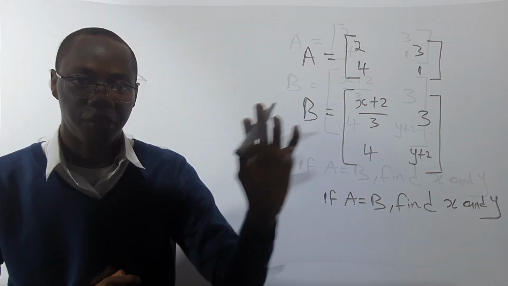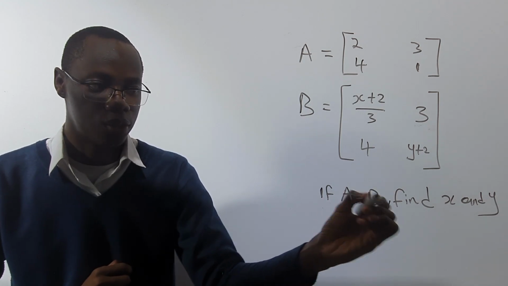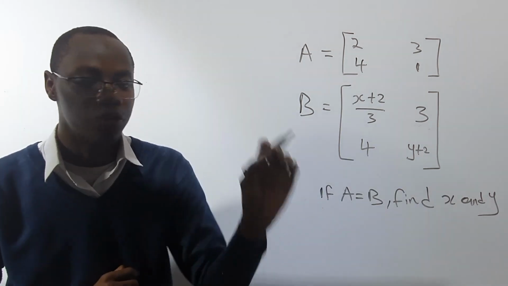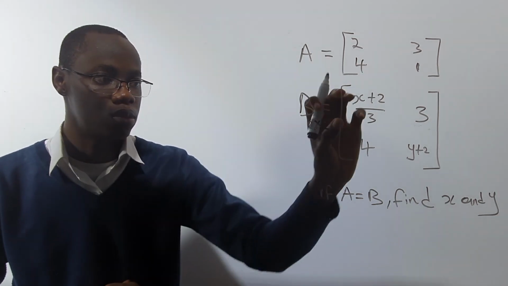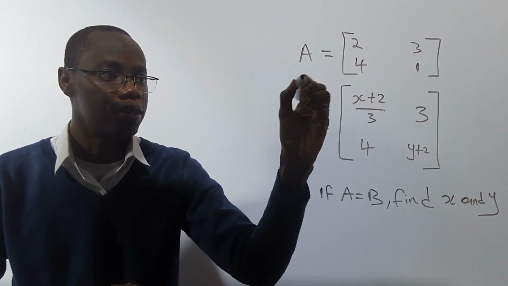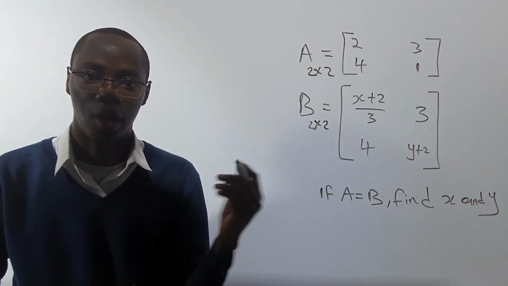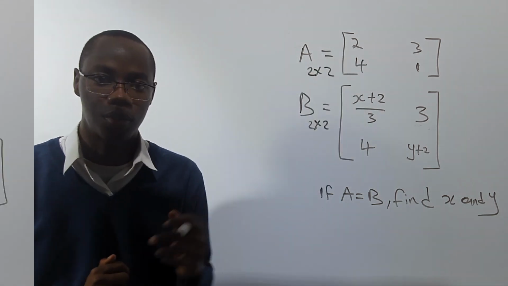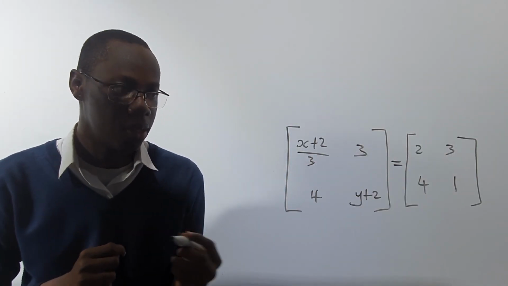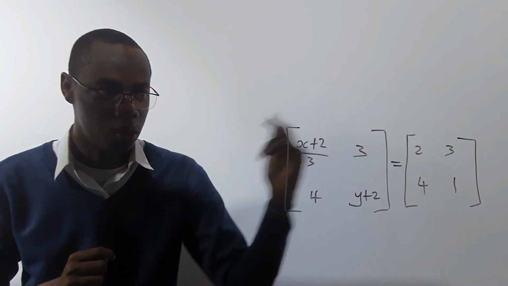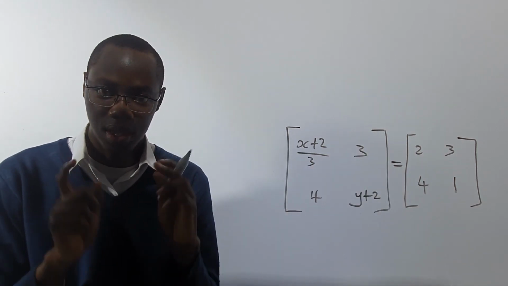So now you might find a question like this. Now look at the question. A is equal to B. Find X and Y. First of all, are they the same order? This is a 2 by 2 matrix, and this is also a 2 by 2, and they are saying they are equal. So let's find X and Y. Very easy. All you need to do is just equate them together. So of course we can write them like this because they have the same order and it was stated in the question that they are equal.